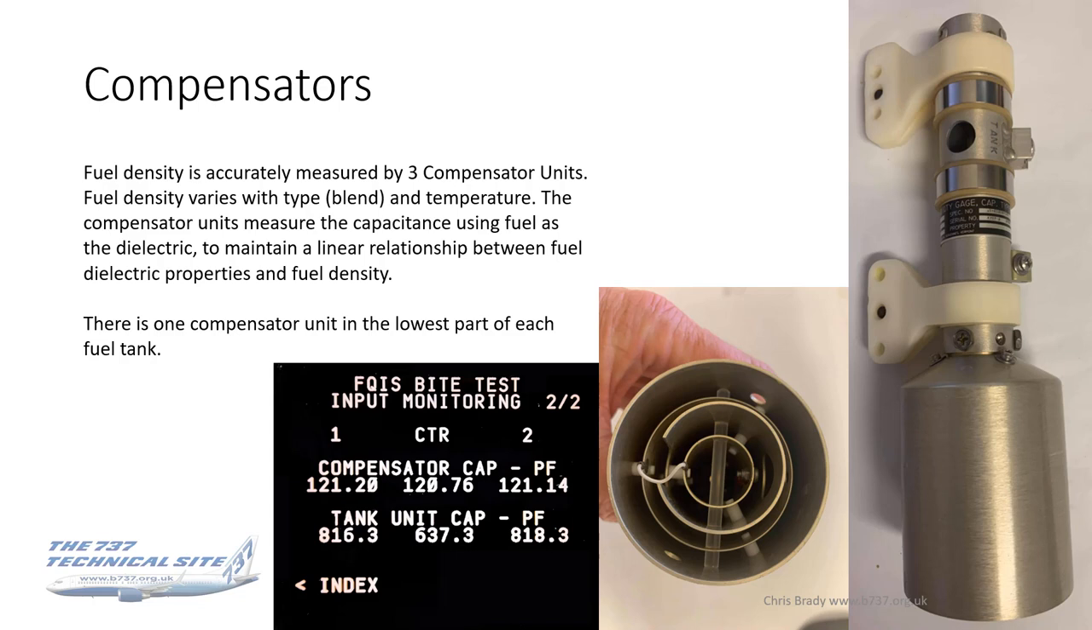So these units actually take a very, very accurate capacitance measurement to get that linear relationship between the fuel dielectric properties and the fuel density. And you can see in the center photo there how it's acting as a capacitor. The inset photo again from the bite test actually shows the capacitance there of the compensator and the tank unit in picofarads. So you can see the level of accuracy they're taking, to a hundredth of a picofarad. So it's pretty accurate stuff.